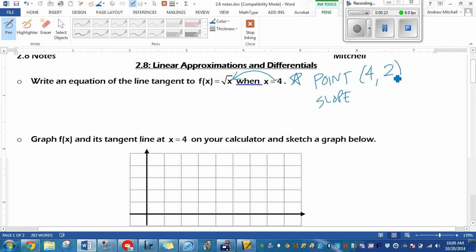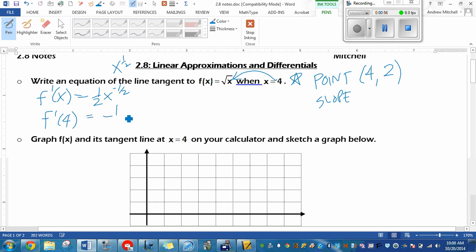Now to find the slope, we need to figure out the derivative of f of x. So to find the derivative, we should think of square root of x as x to the 1/2. And we use the power rule there. We take the 1/2 out in front times x to the negative 1/2. And that's our derivative. We want to figure out, though, what's the derivative when x is 4, because that's going to give us the slope of the tangent line.